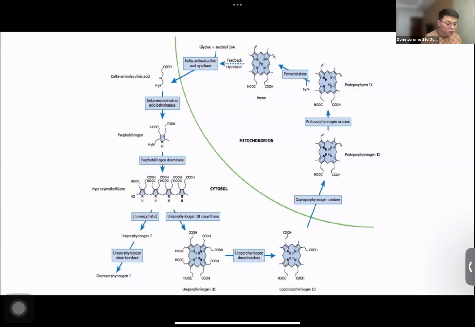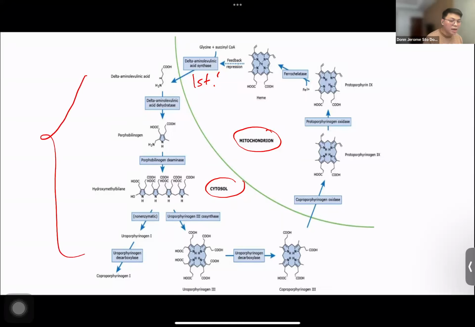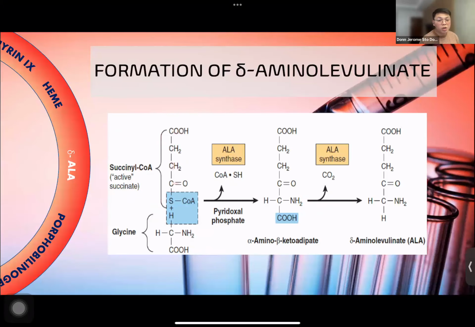As I've mentioned, it occurs at two cellular compartments, the mitochondria and the cytoplasm. The initial step happens in the mitochondria. The intervening steps happen in the cytosol. And the terminal 3 steps go back to the mitochondria. All right? So with that, let's discuss each step. First is formation of delta aminolevulinate or delta aminolevulinic acid, in short, ALA.